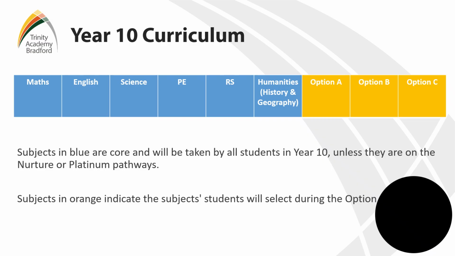Option A has already been selected at the end of Year 8, and students have been studying Option A throughout Year 9 and will continue studying Option A in Year 10, receiving a full GCSE at the end of Year 10. Option B and C is the options that students will be selecting in the upcoming options process, and they will be studying these options in Year 10 and 11.